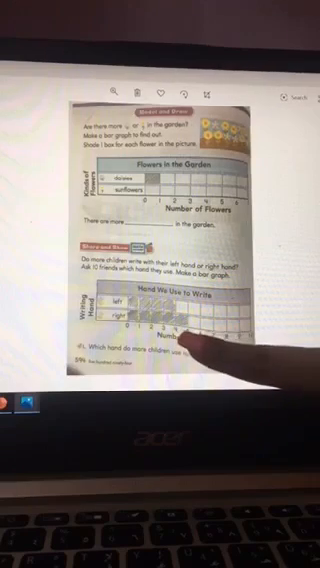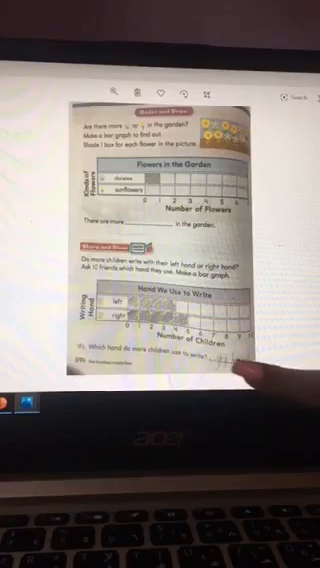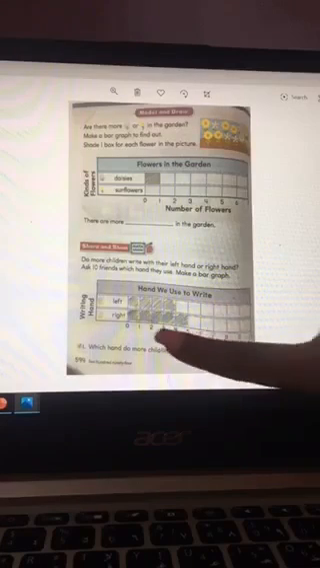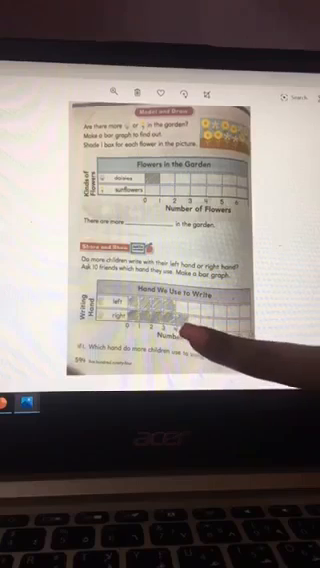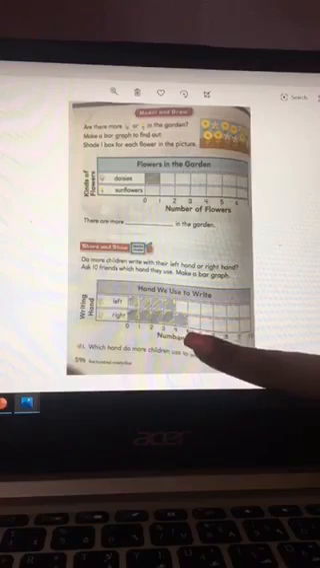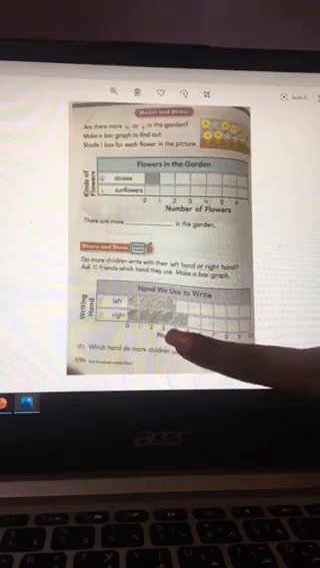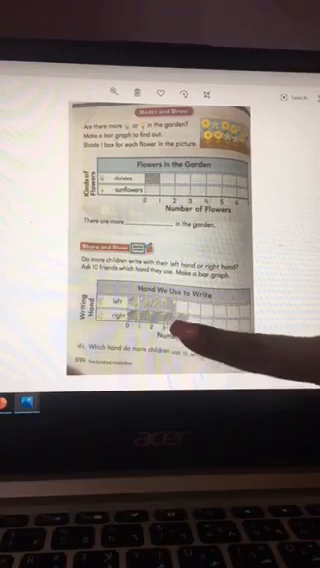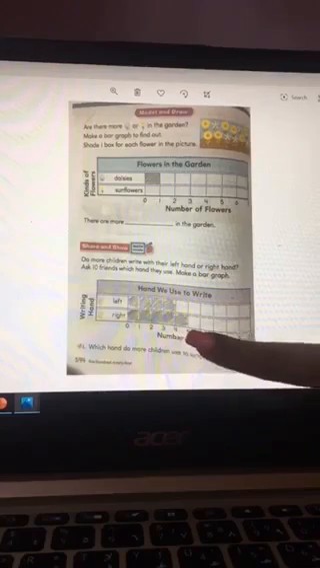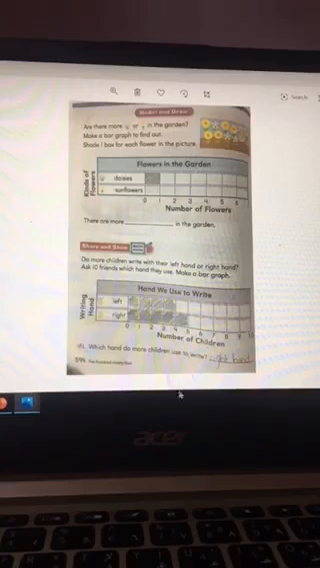So which number is more, or which number is bigger? Of course, 5. So the answer is the right hand, because the number of children who use the right hand is more, because this is 5 and this is 4, the number of children who use their left hand. So the number of children who use the right hand is more than the number of children who use their left hand, okay?